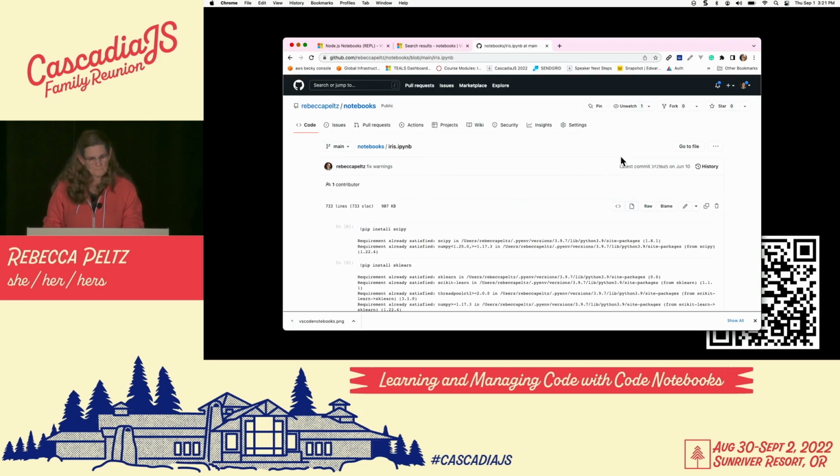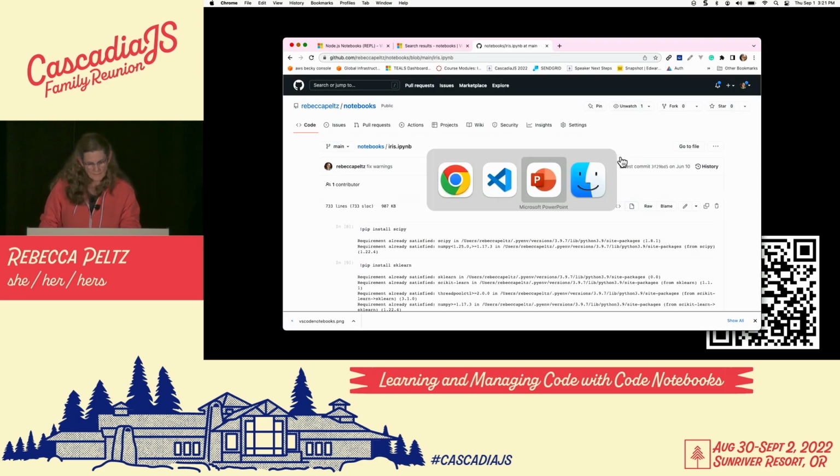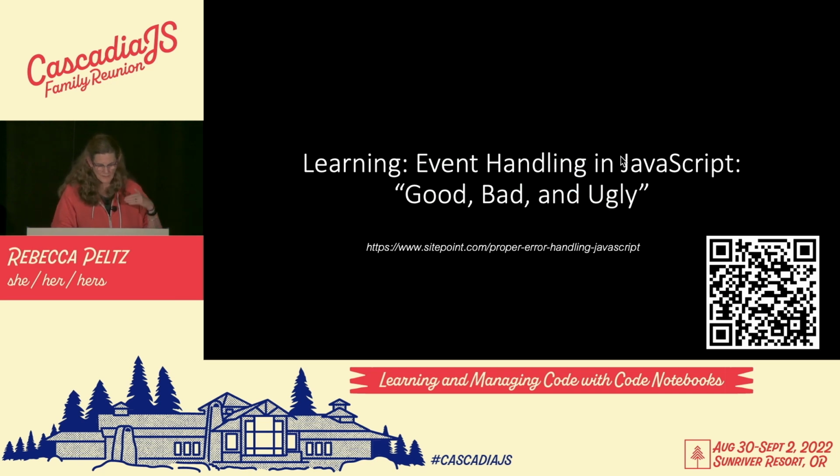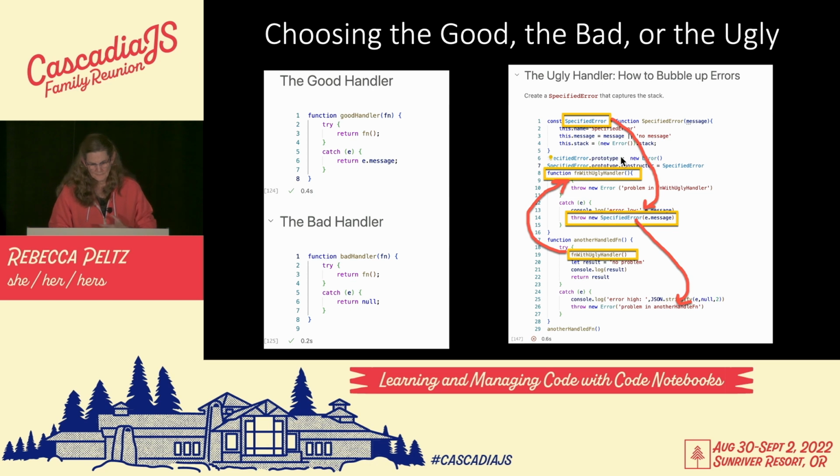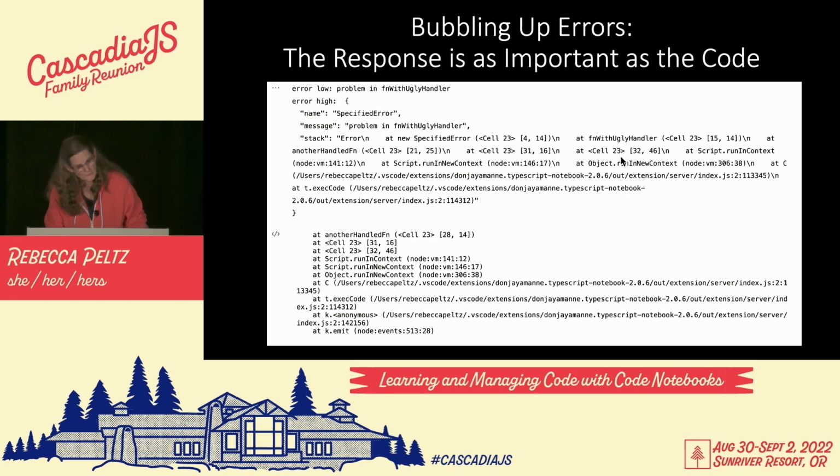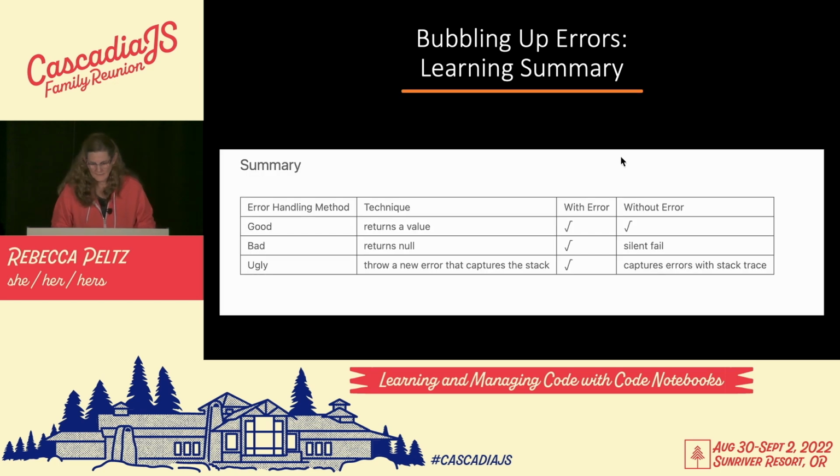And that is one example that I would use it for. I kind of got into this because of my current job and where I was looking for ways to present material. Here's kind of a picture of what we just said. Got the good handler, the bad handler, our specified handler that captures the stack. And so if we throw that, we're going to keep it attaching to any future errors. The response is as important as the code, and I see that over and over.